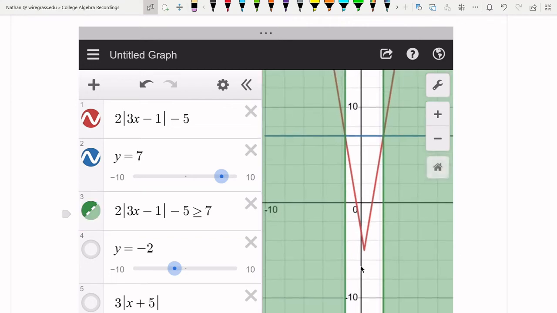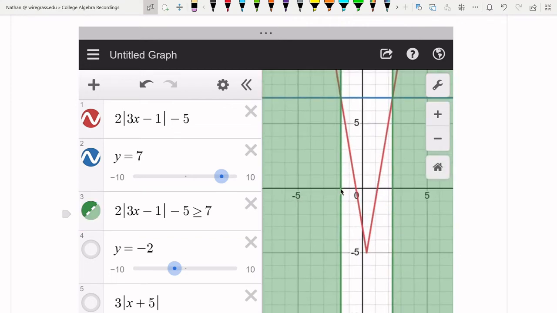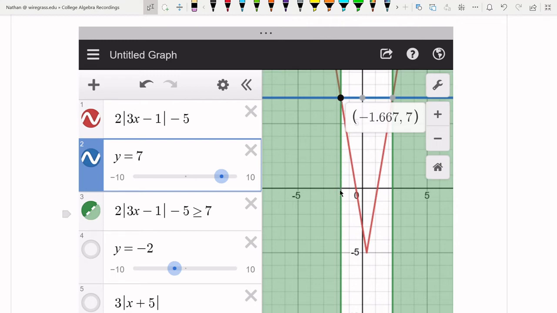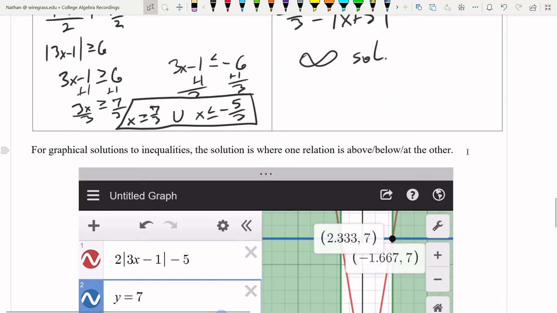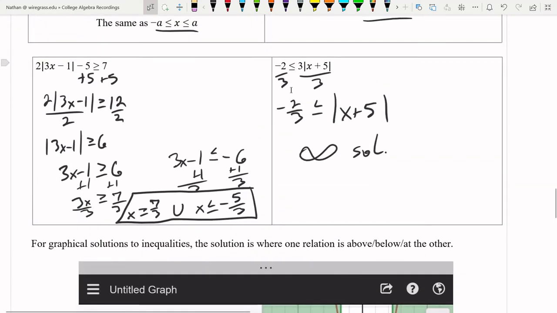This central region is not feasible. Of course, these are at -5/3 right here in this way, and then 7/3, x greater than 7/3, which is this portion here. So that's accurate to the graph. Okay, for the next one, we had infinite solutions.